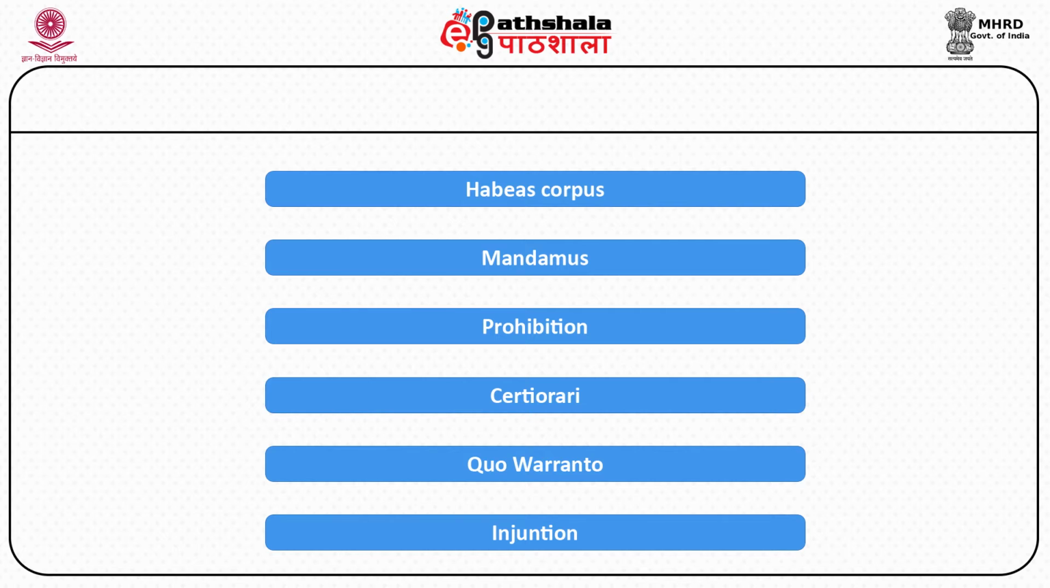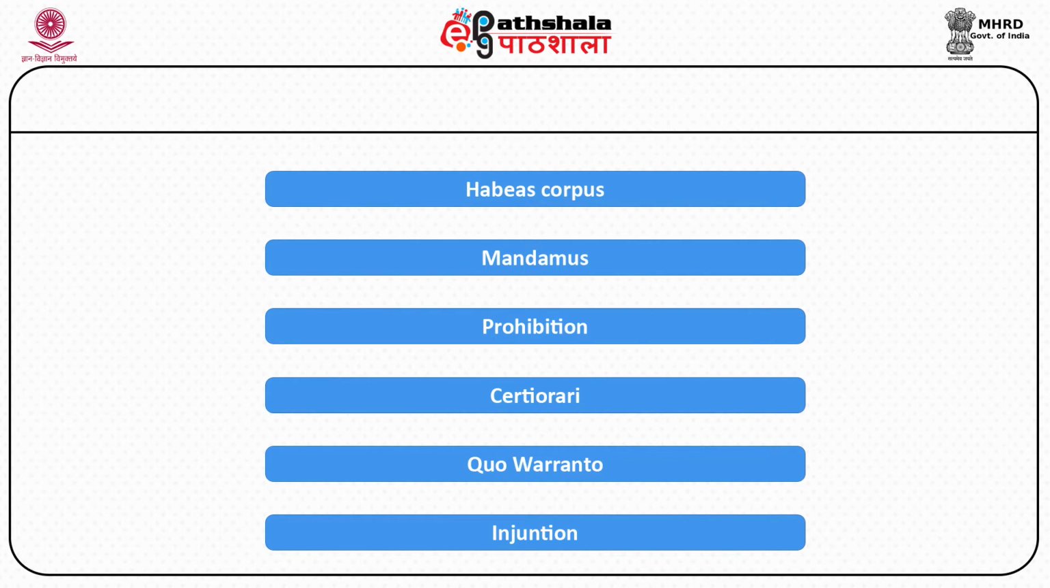Then comes quo warranto. It literally means by what authority or warrant. It is issued by the court to inquire into the legality of the claim of a person who is holding a public office. That is, by what authority he is holding the public office. Therefore, it prevents illegal assumption of public office by any person.